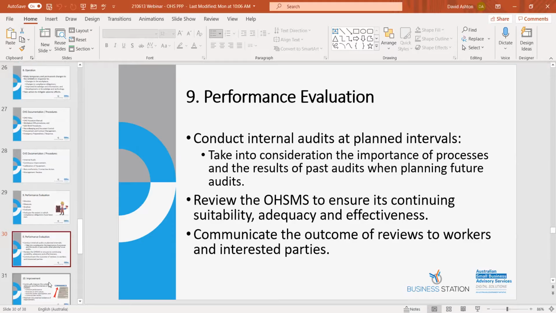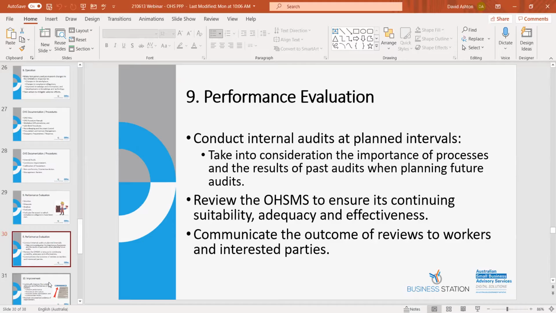And then conduct internal audits at planned intervals. So as part of the performance evaluation, you need to review the operation of the system and make sure things are happening the way they're supposed to. You need to review the system to ensure its continuing suitability, adequacy and effectiveness. So as I said, don't be a slave to procedures. They need to grow and evolve over time with your business to ensure a safe work environment, but also the fulfillment of your compliance obligations.